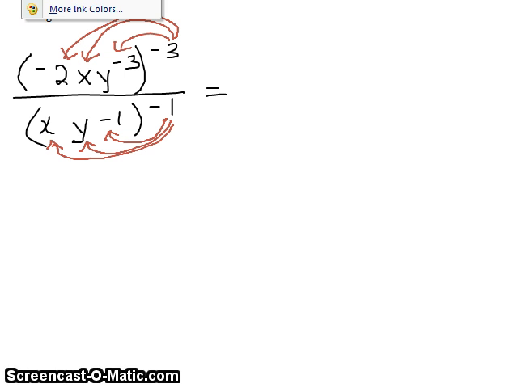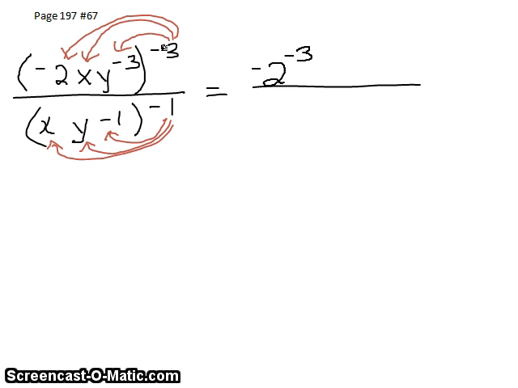Once you do that, you're going to get a new look to your problem. You're going to have -2 to the -3rd exponent. Remember, we're not multiplying -3 times 2. We're multiplying the -3 times the 1 that the 2 has as an exponent. And again, the x also has an exponent of 1. And we're multiplying 1 times -3, so we're going to have x to the -3. And we're going to have y to the -3 times the -3, which changes it to a +9.